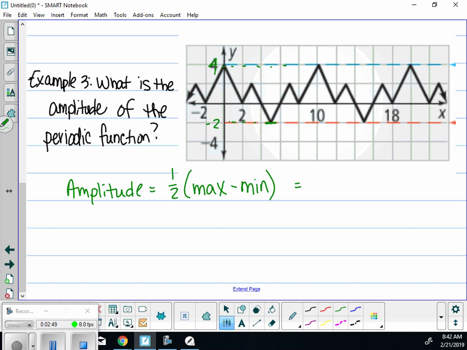Take 1/2. The maximum value is 4. The minimum value is -2. 4 plus 2 is 6. Half of 6 is 3. So the amplitude of this periodic function is 3.